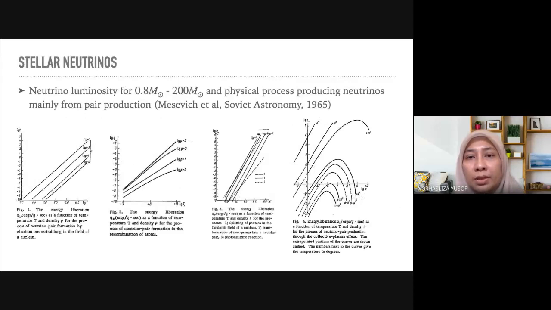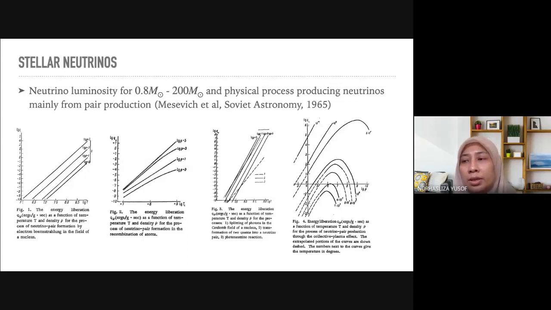Okay, so a brief overview of what people have done before, back in 1965, when this idea was not really widely accepted. Okay, so Masevich in 1965, published in Soviet Astronomy, proposed the neutrino luminosity for stars from 0.8 solar mass until 200.